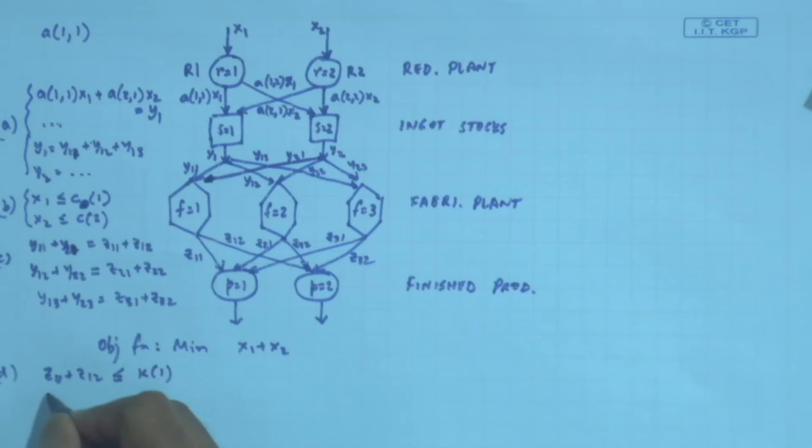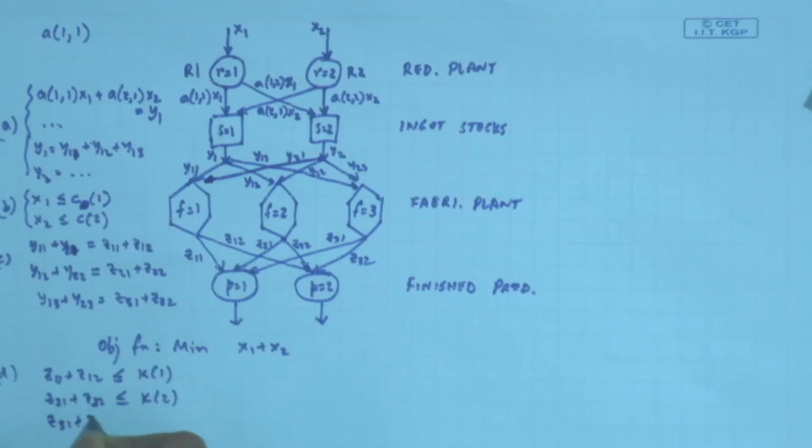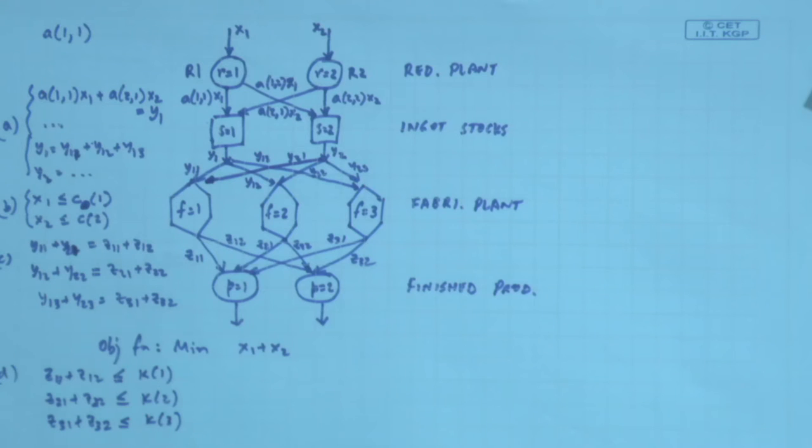Okay? Similarly, what's the other one? Z21 plus Z22 should be less than equal to K2, and one more, Z31 plus Z32 should be less than equal to K3. Okay?